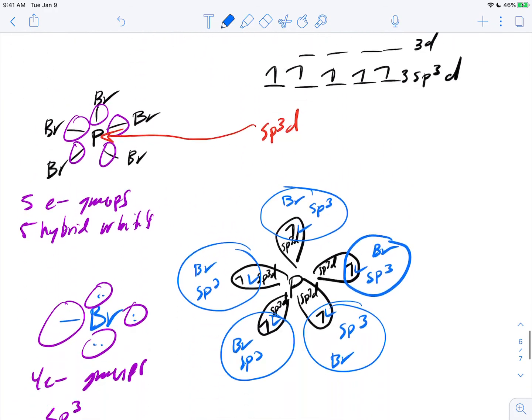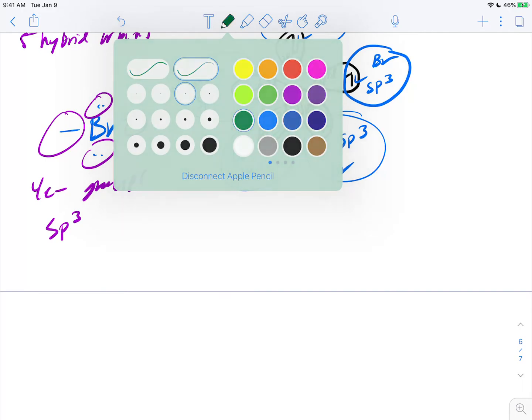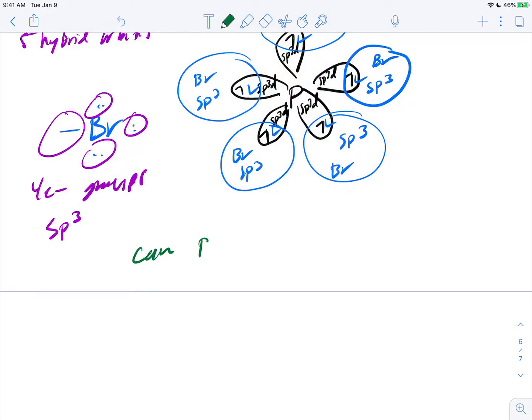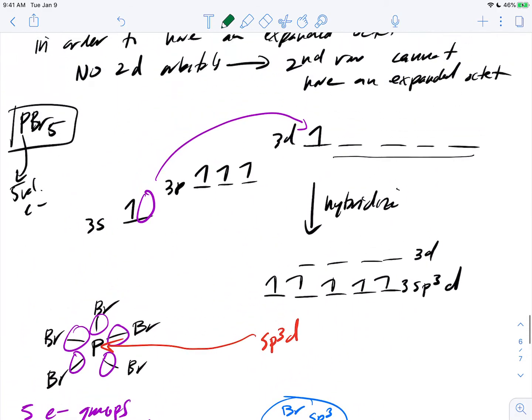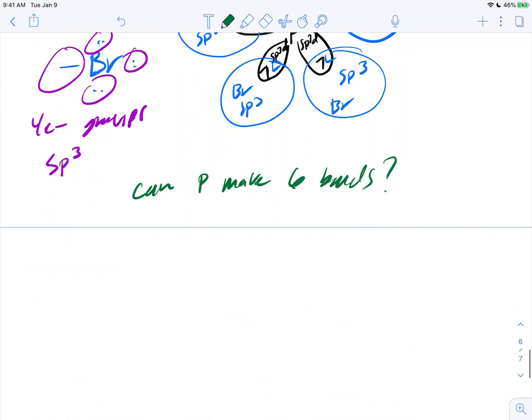Now, a good follow-up question would be: can phosphorus make 6 bonds, or would you expect phosphorus to make 6 bonds? Remember, for using the hybrid orbital model, every bond requires an electron in its own atomic orbital. Phosphorus only has 5 valence electrons, so it can't make more than 5 bonds using this model. We're probably not going to promote a core electron up into a valence orbital to allow that, so we're going to say no.